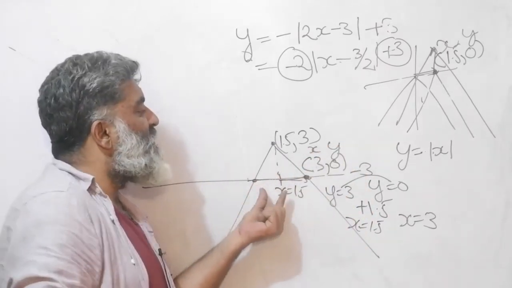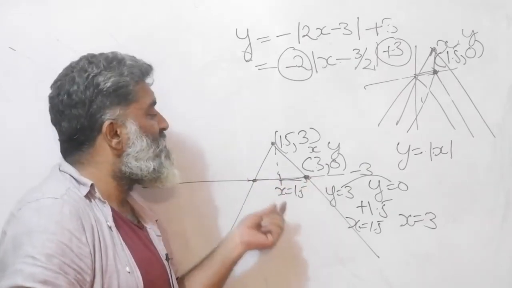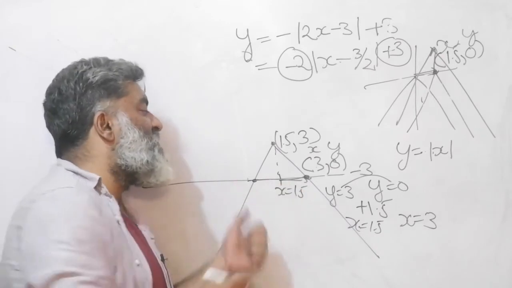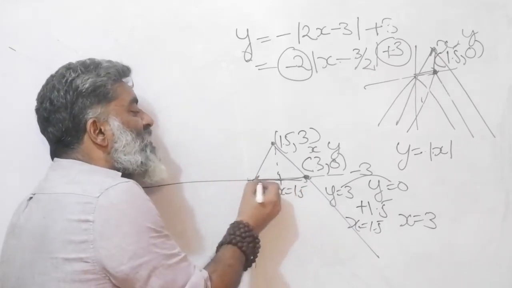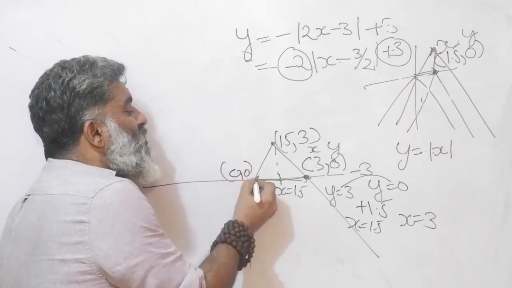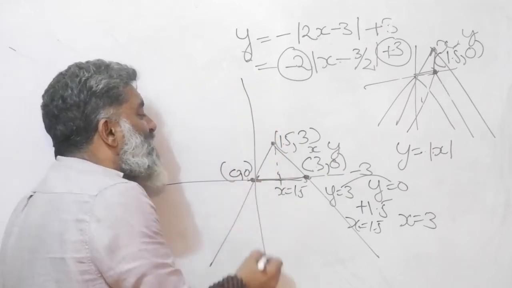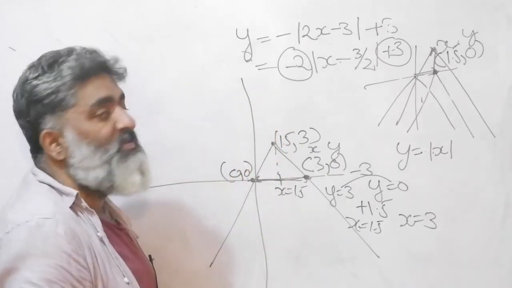Again, using symmetry, I know from 1.5 to 3 the distance is 1.5 units. I will follow the same logic in the opposite direction and move 1.5 points to the left, and this location will be (0, 0). Oh, this is (0, 0). This is where the y-axis passes through. So now it's an accurate representation.